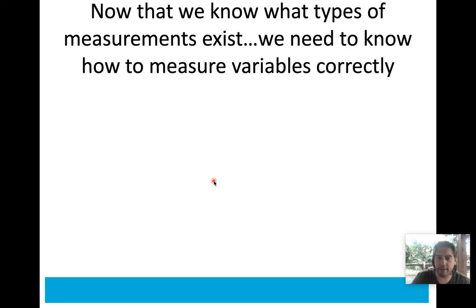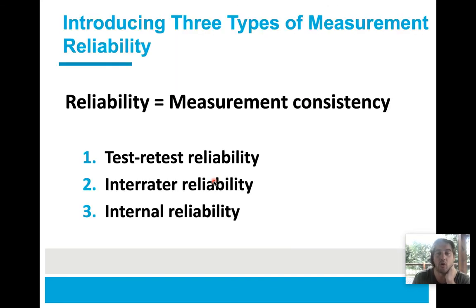All right, I hope you're back. And we'll move on now to, now that we've defined the types of variables and the types of measurements that exist, we need to know how to measure them well, how to measure variables correctly, and how we know whether we are measuring them correctly.